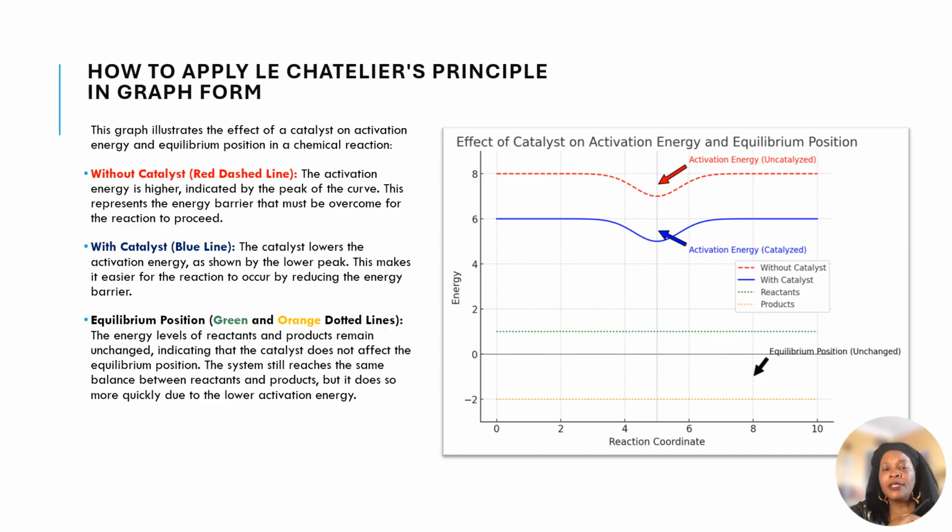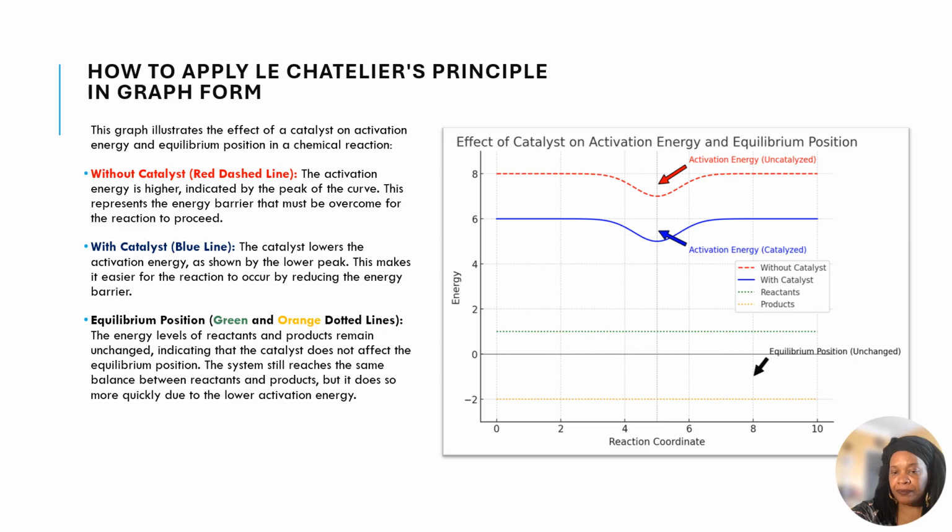barrier. And then finally, when we talk about equilibrium positions, you'll notice that there are some green lines and some orange dotted lines. So again, the energy levels of the reactants and products remain unchanged, indicating that the catalyst does not affect the equilibrium position. The system still reaches the same balance between reactants and products, but it does so more quickly due to the lower activation energy.